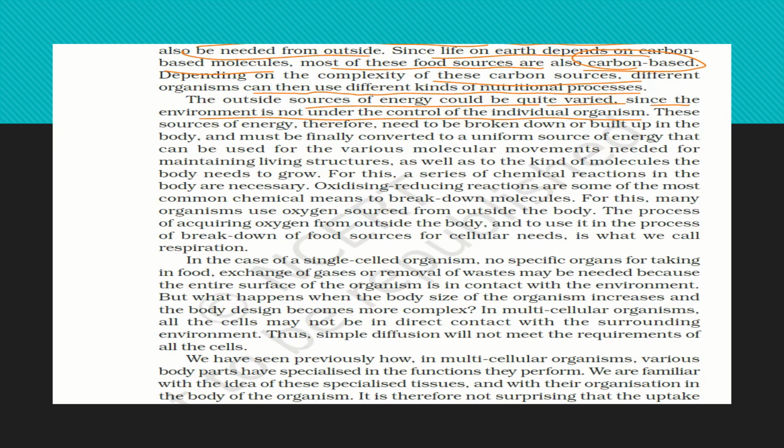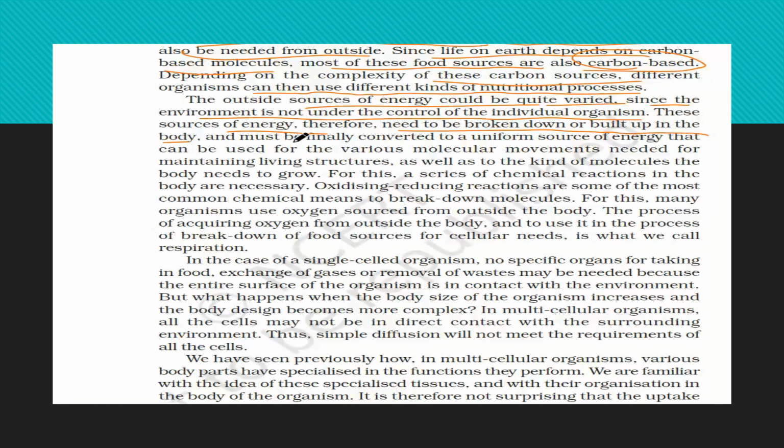Whatever is being supplied from outside can vary from one to another, because the environment is not under our control. So these sources of energy need to be broken down and built up inside the body. Whatever food we are taking is broken down within the body by several chemicals and enzymes to its end product, so that it is easier for the body to absorb. Whatever we are eating is not absorbed just like that. It is digested, assimilated, and then absorbed.